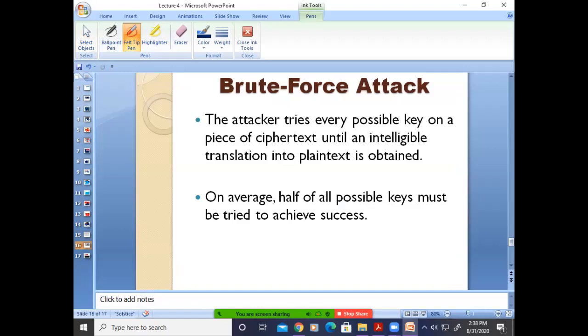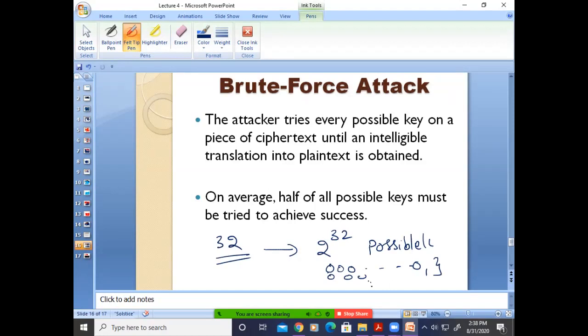Suppose a 32-bit key is there. So there are 2 power 32 different possible keys. For example, all zeros, or all zeros but the last bit being 1. These are two different keys, and so on. With 2 power 32 possible combinations, now you can assume how much time it will take.